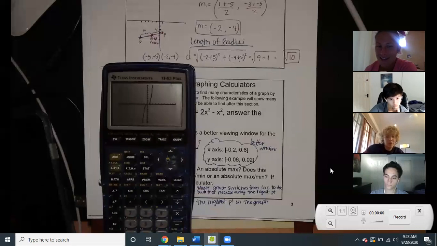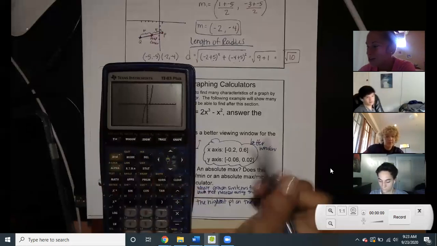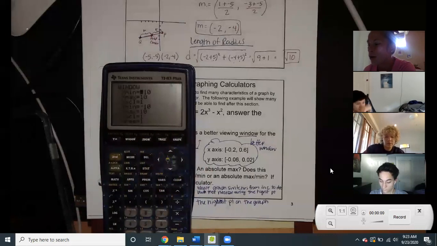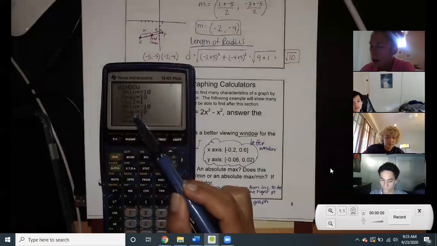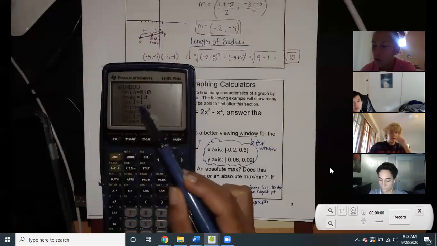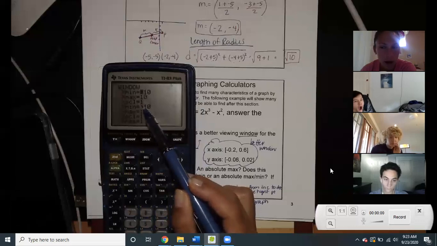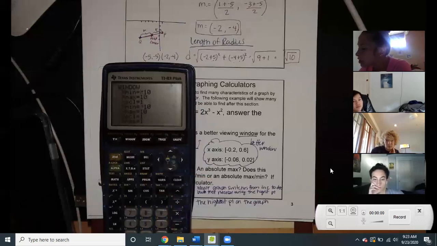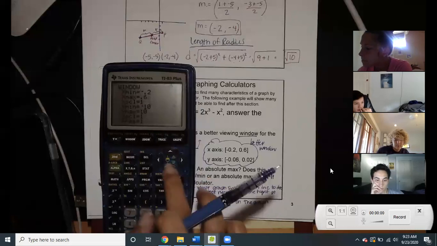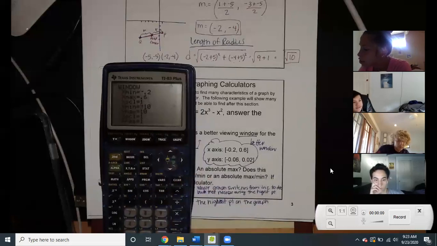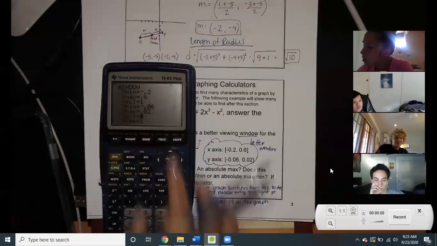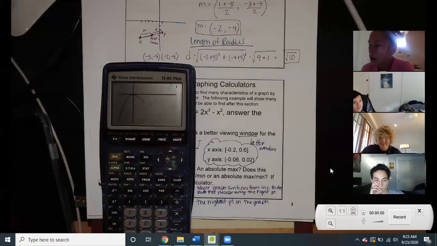The window button? Yes, Noah, thank you. The window button. Okay, so if you want a better window, it makes sense to go to the window. So there's our X min, X max, and then Y min, Y max. You also have an X scale. This is what you want your little tick marks to go up by if you ever wanted to change that. So I'm going to change the X min to -0.2 and the max to not negative, but 0.6. And then the Y min, I'm going to change to -0.06, the Y max 0.02. And so here's my graph.